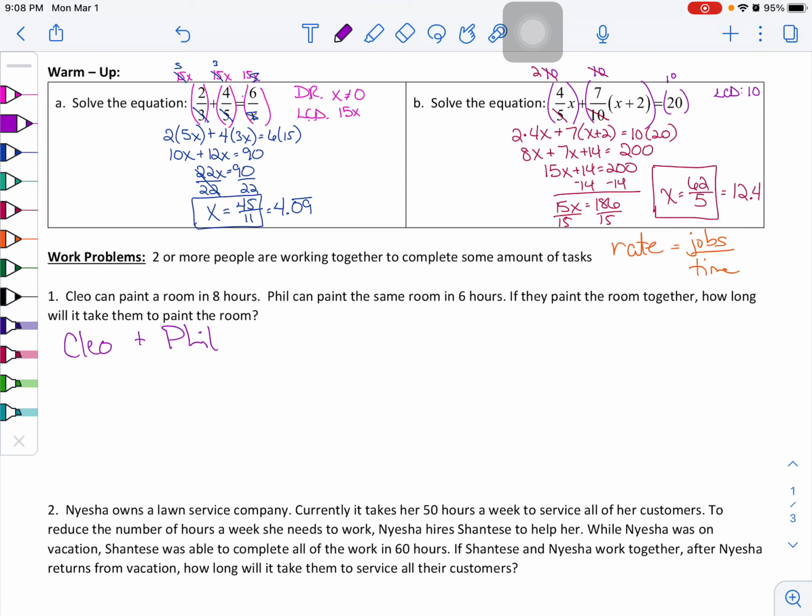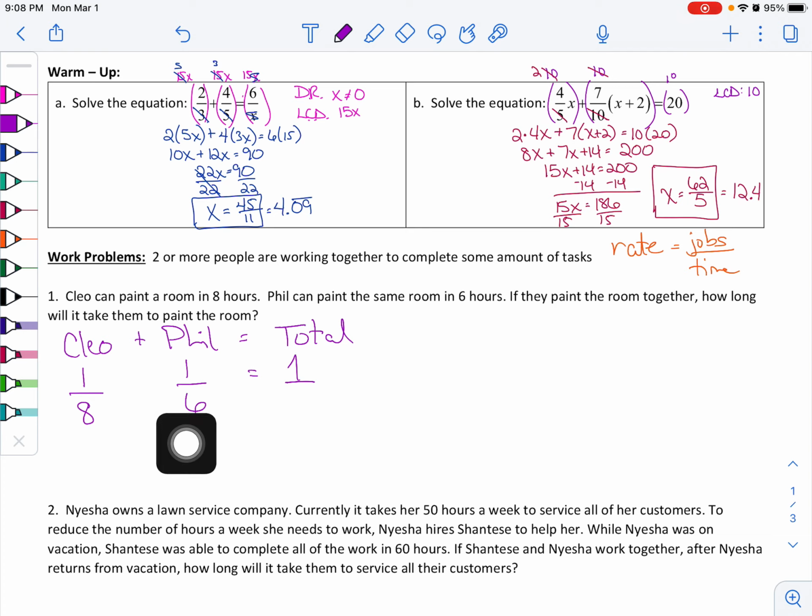All right. So in problem number 1, we have Cleo and we have Phil, and they're going to work together to do some total amount of jobs here. Now it says Cleo can paint a room in 8 hours. So Cleo's rate would be one job, that's one room, in 8 hours of time. Phil can paint the same room in 6 hours. So Phil's rate would be one room in 6 hours. If they paint the room together, how long would it take them to paint the room?